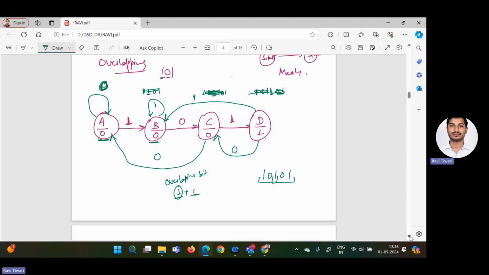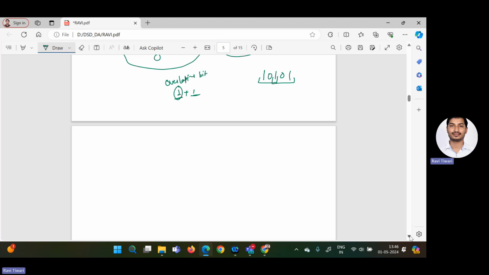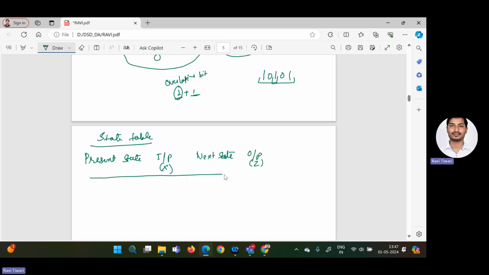Now we will see the state table using this state diagram. So here in the state table, we require these parameters. This is the present state. Then we write down inputs. Input will be represented by X. Then we will find out the next state. And then this is the output Z. These are the requirements for the state table. I'm making blocks so that we can fill them along with the state diagram.